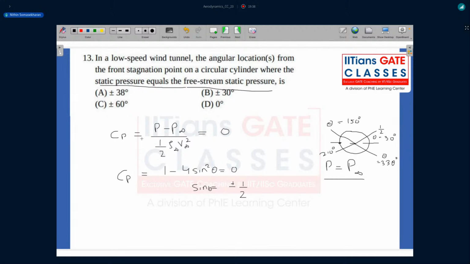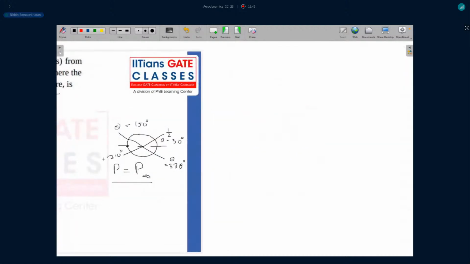Now, in the options given below, they are asking us what is the location from the front stagnation point, right?